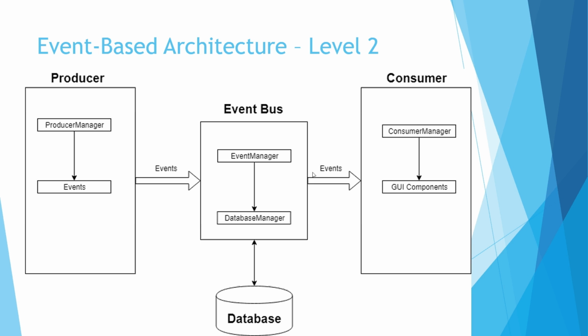So my next architecture is the event-based architecture. This is the level 2 architecture diagram. You can see here we have a producer, an event bus, a consumer, and a database. So going left to right, we have the producer. Inside the producer, we have a producer manager class, and then we have a bunch of event classes. So the producer interacts with this event bus, which has an event manager class and then a database manager class. Of course, the database manager class will interact with the database. Then we have a consumer. We have a consumer manager, and then we have all the GUI component classes as well.